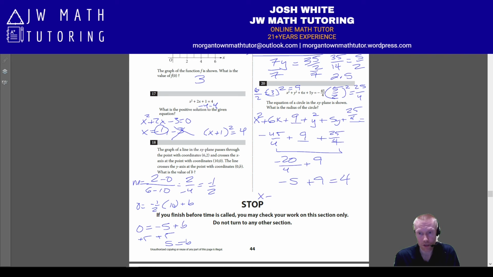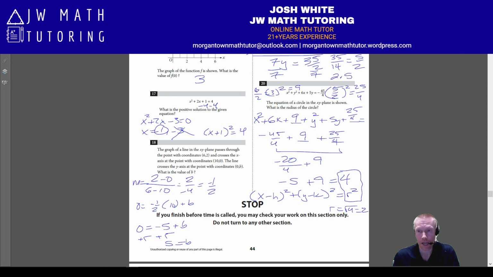Standard form of a circle is (x minus h) squared plus (y minus k) squared equals r squared. So 4 is equal to r squared. Therefore, r is the square root of 4, or just 2. So the radius of this circle is 2. That's what you fill in. That's what you grid in as the answer.